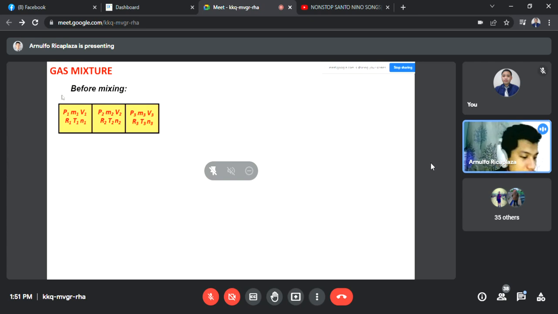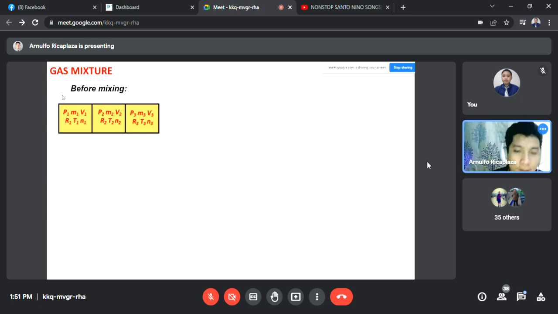Before mixing, we have three categories here: the P1, M1, or the pressure one, the mass one, the volume one, and the R1. Because R differs sometimes, for example, if air and carbon dioxide mix, or nitrogen and oxygen, or carbon and oxygen mix, the R can differ.